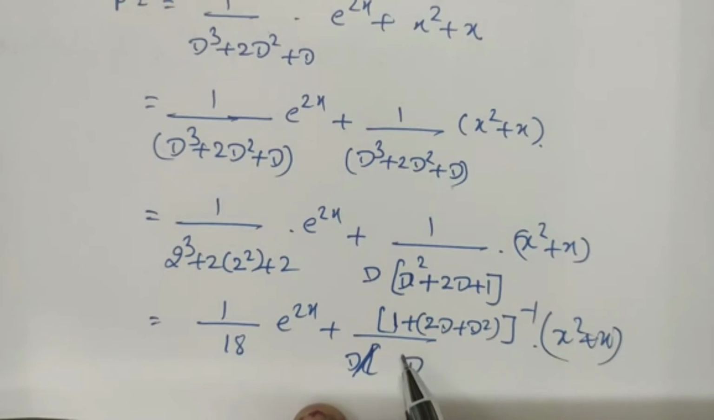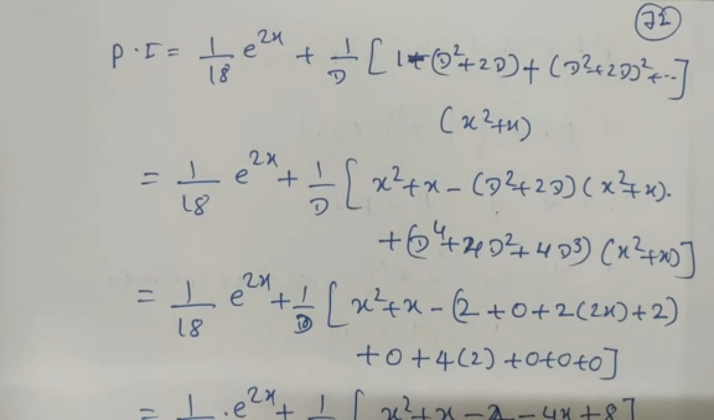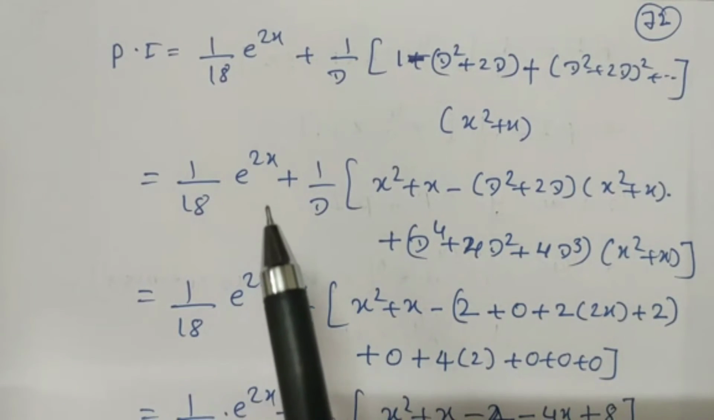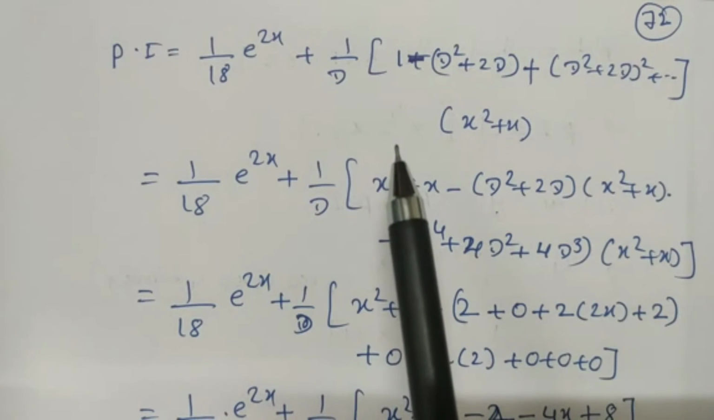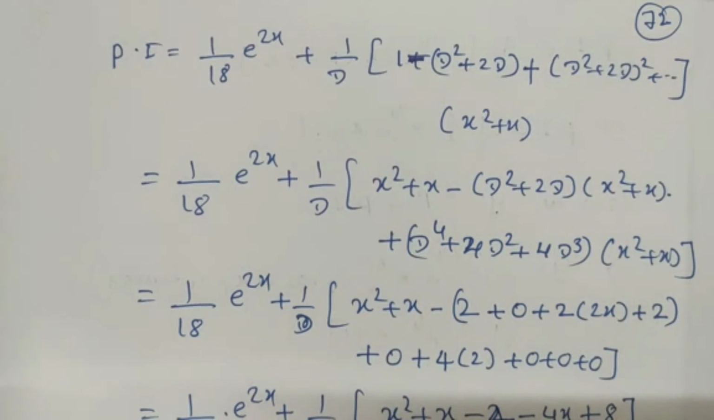So it will become 1 plus 2d plus d square whole to the power of minus 1 divided by d into x square plus x. Here, after simplification, it will become 1 divided by 18 into e raised to 2x. So the particular integral is 1 by 18 into e raised to 2x plus 1 by d. Expand 1 plus d square plus 2d whole to the power of minus 1 using the formula.